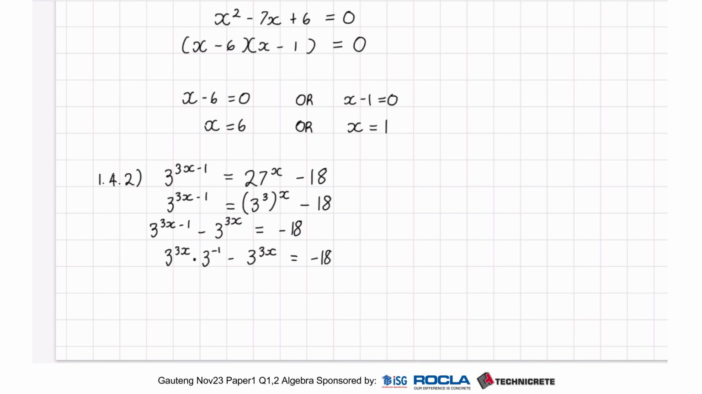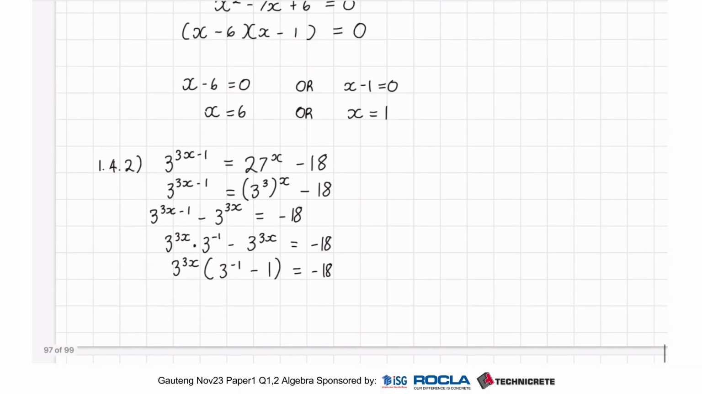And now on the left-hand side, I can see that I've got two terms, and in each of the terms, I've got a common factor of 3 raised to the 3x. So I can take out this common 3 to the 3x. And I'm left with the bracket where the first term is 3 to the minus 1, and the second term is just 1, and this is equal to minus 18.